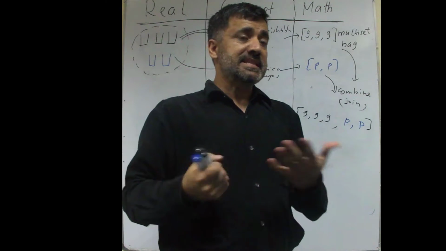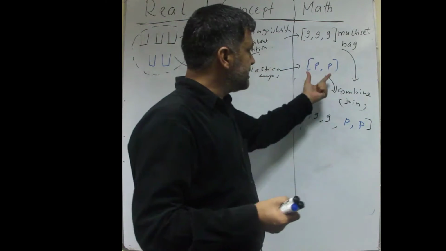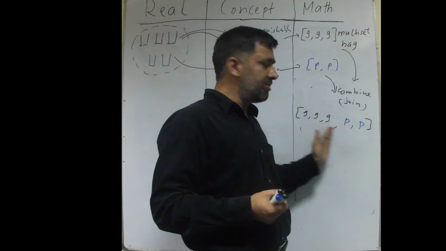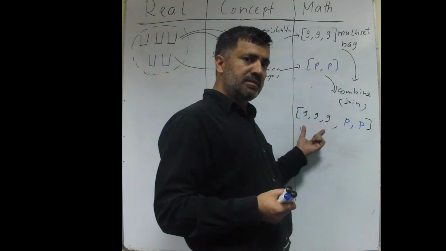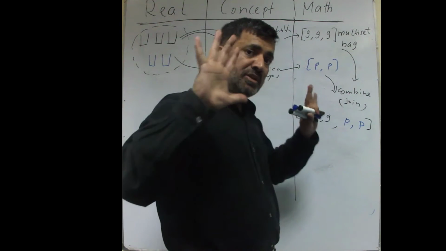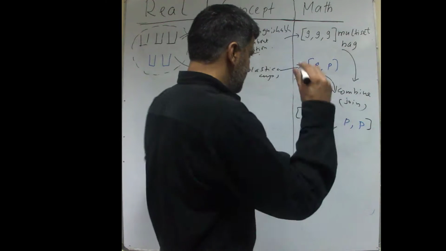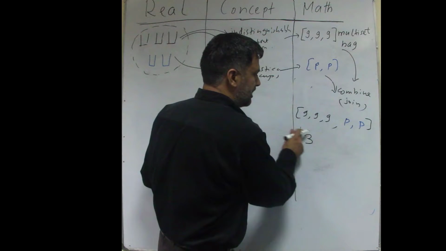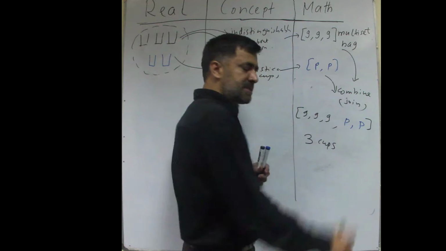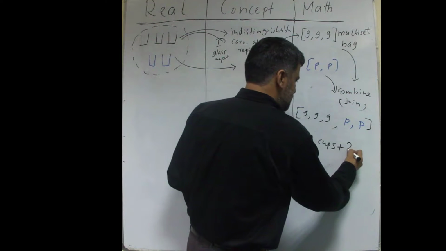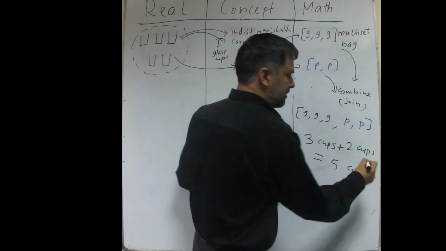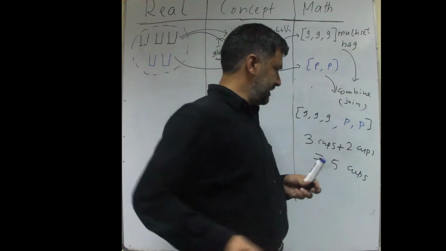I know the size of this multi-set is 3. The size of this multi-set is 2. The size of this combined multi-set is, we just count it: 1, 2, 3, 4, 5. So that gives me 2 examples of addition. So what I have established is that I can give meaning to 3 cups plus 2 cups, and this gives me 5 cups. I don't care about the material.